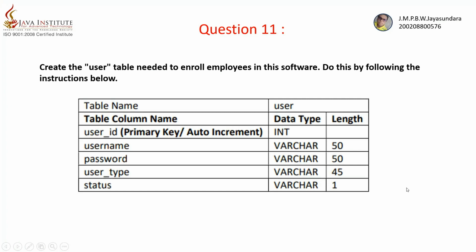Then it says create the user table needed to enroll employees in this software. Do this by following the instructions below. They have given us the relevant instructions to create the user table, and in here we have our column names, the data types and the length of the data types. And the first column, user ID, has been named as primary key and it should be an auto increment column. So let's go and create this table.